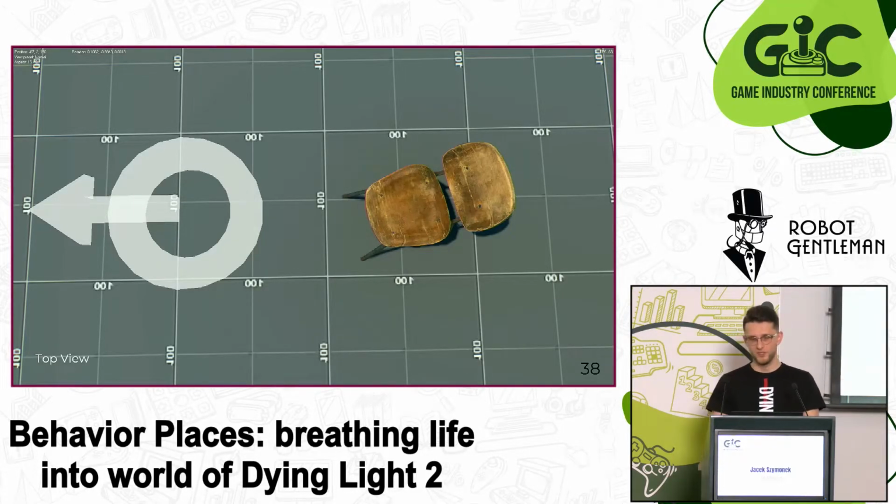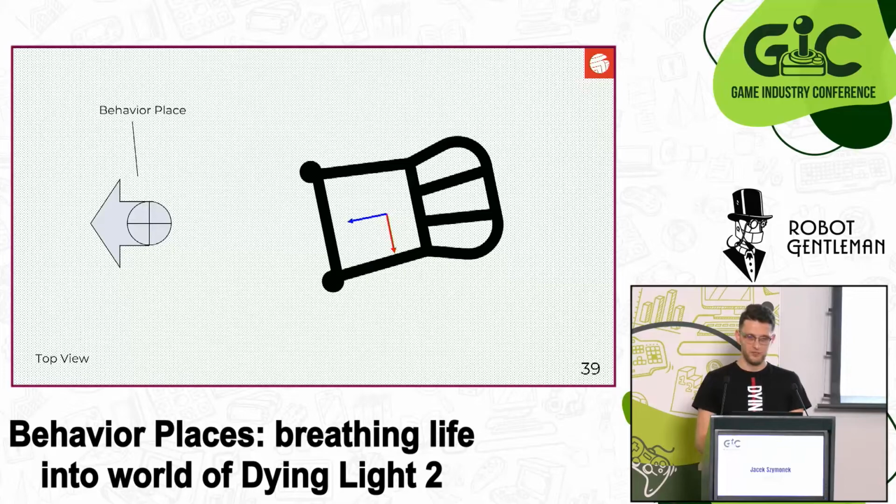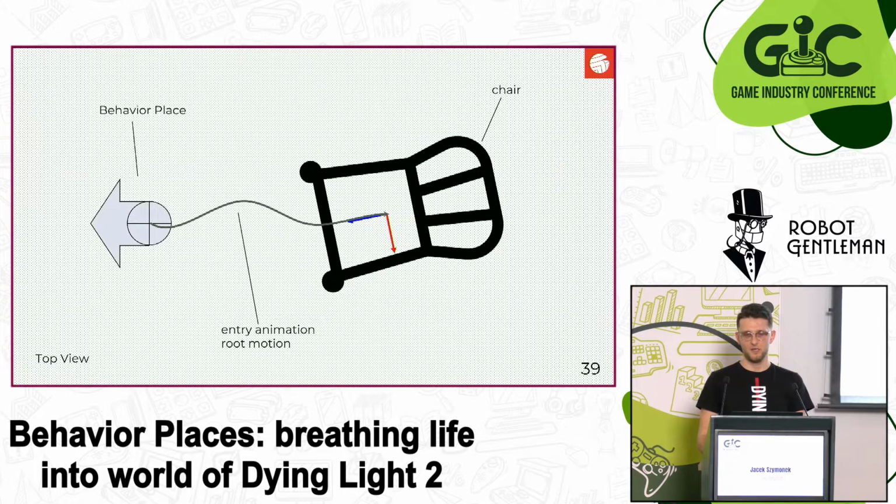Let's look at the situation from the top and simplify our view again. So with this symbol on the left, we represent the behavior place entity. For now, it's just a point with a direction in the horizontal plane. Whenever the AI wants to enter the behavior place, this is the only point that we've got. The character walks up to it and then starts the entry animation. This gray line shows us the root motion trajectory for the entry animation, and at the end of it is where the activity starts. We can see that the chair position is now correct because it will match our character's sitting pose.